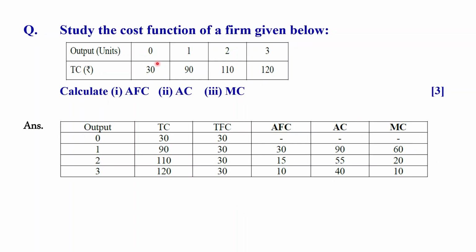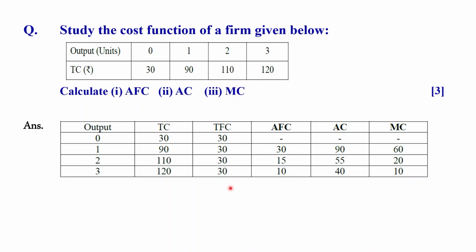Now if you look at 0 level of output, your total cost is shown as 30. Since there is no output, it means this entire cost must be total fixed cost. So your total fixed cost becomes 30 at all levels of output. This is where many students go wrong. Okay, so you need to catch this step very carefully.